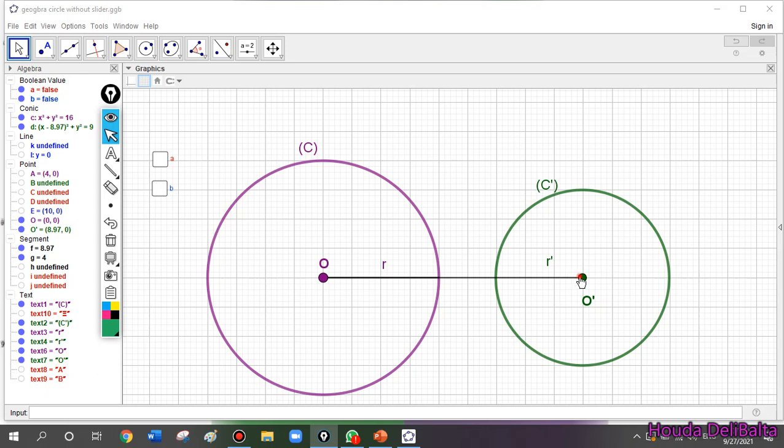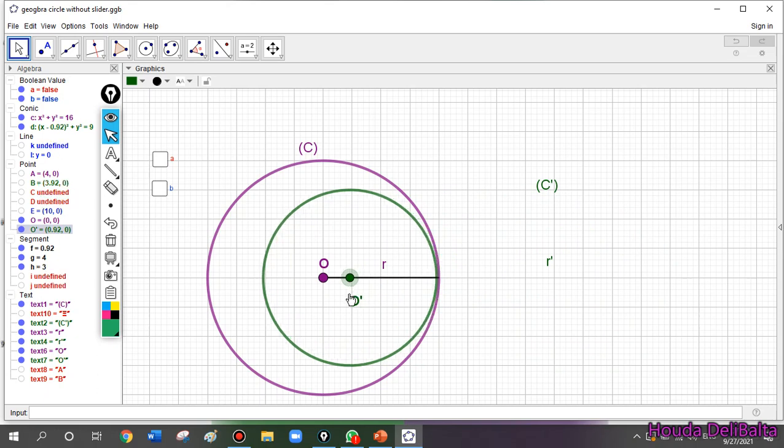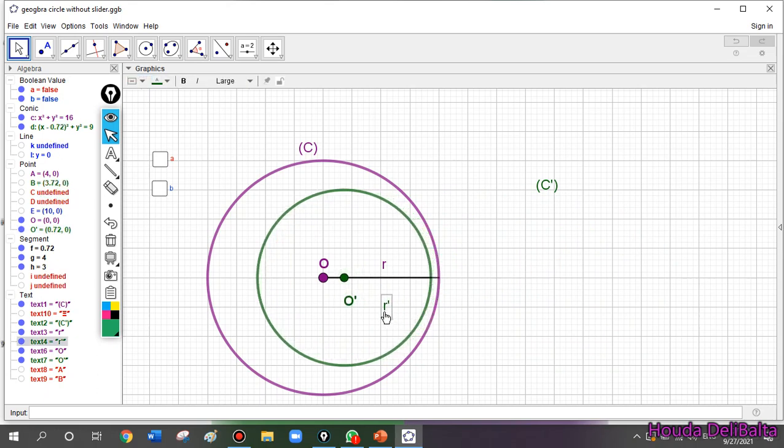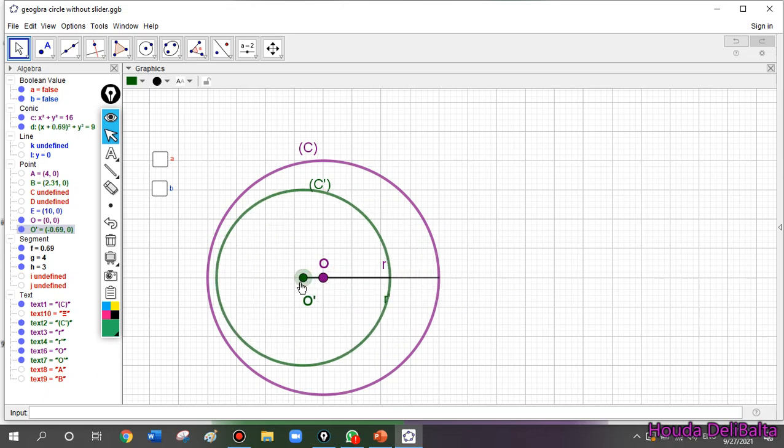Now, if I move this circle to the inside like this, the radius O prime from here to here is R prime, and here is the circle C prime. We notice that again the circles are disjoint. There is no point of contact between them, whether we make it like this or like this.